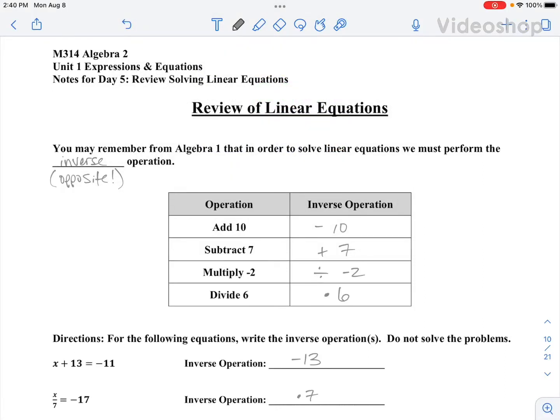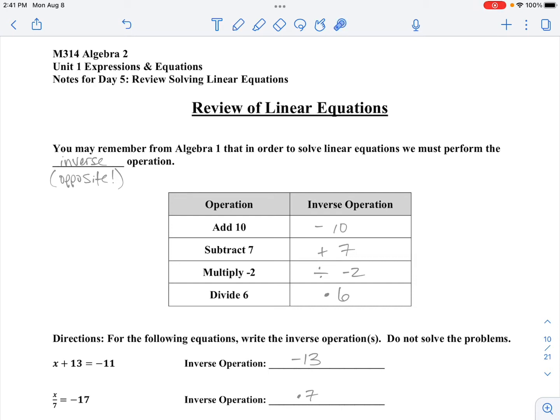All right, you guys, today I'm going to review a little bit of Algebra 1 stuff. I know a lot of you took Algebra 1 a long time ago, and I'm pretty sure it was on Zoom, which means maybe you were watching Netflix the whole time, right? So here's what you were supposed to learn and need to remember from Algebra 1.